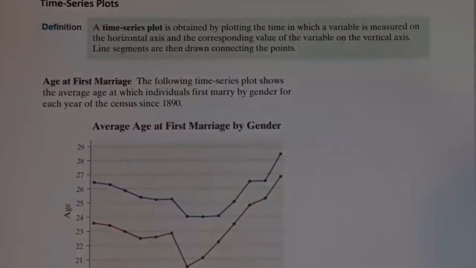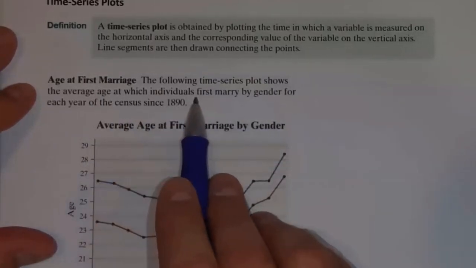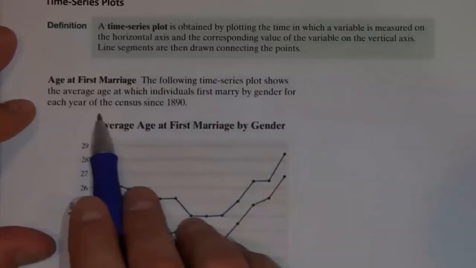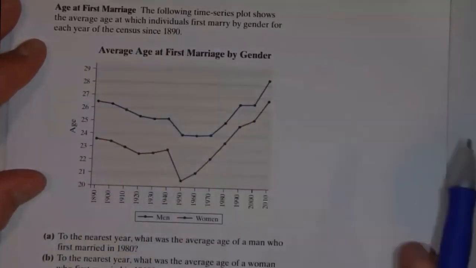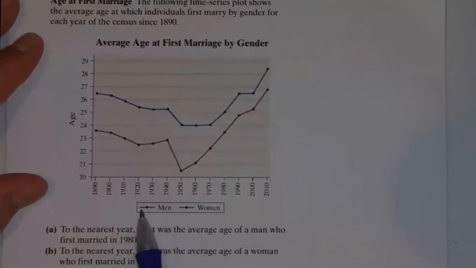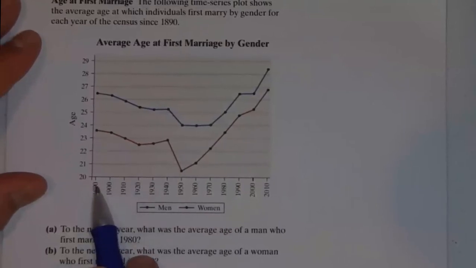So in a time series plot, we're measuring some quantity over time. We have the element of time on the horizontal axis, and whatever we're measuring, we plot on the vertical axis in points, and then we connect those points with line segments. The following time series plot shows the average age at which individuals first marry by gender for each year of the census since 1890. We have in blue, men, and in red, women.